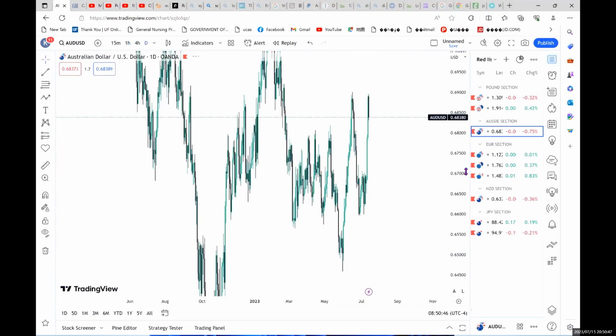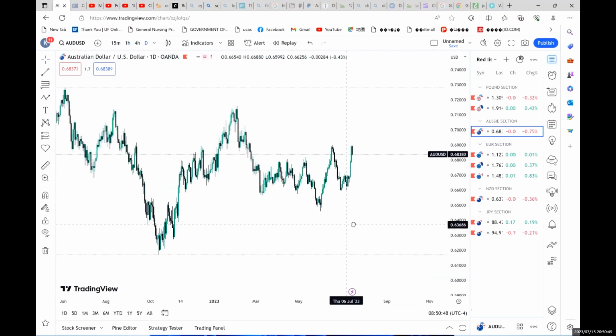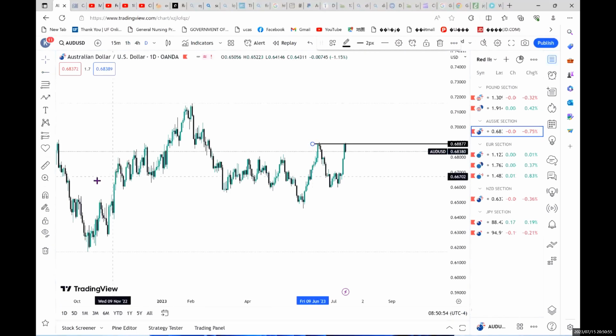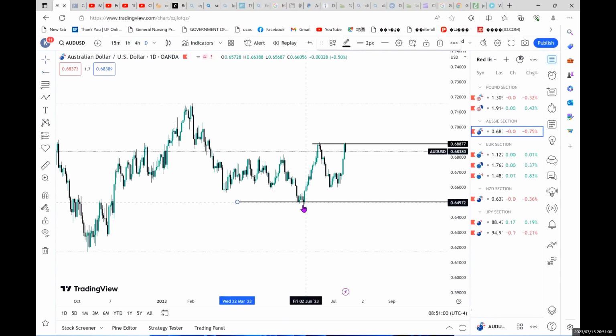Let's check the daily. All right, you can see price is at a resistance right here on the daily. And this is our extreme low here. We have another low right here, in some way close to the middle.